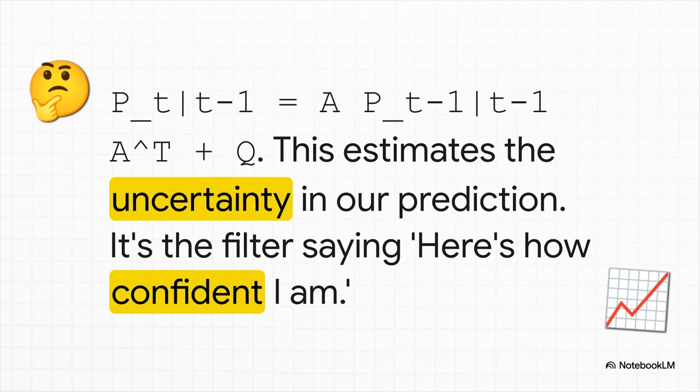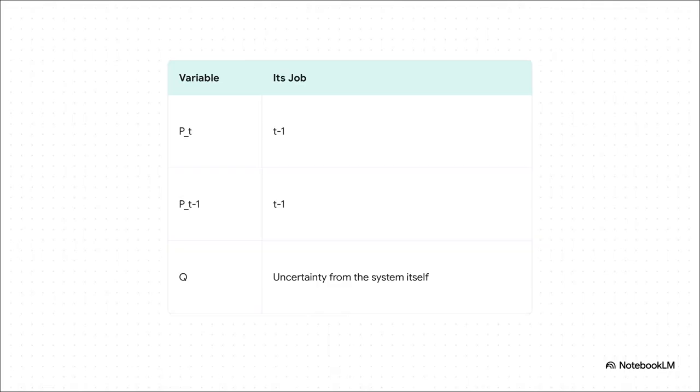But look, a prediction is pretty useless if you don't know how confident you are in it, right? That's where the second equation comes in. This one estimates the uncertainty, or the error, in our new prediction. It's the filter's way of being humble and saying, hey, here's my guess, and here's how much you should probably trust it. So our new uncertainty comes from 2 places.